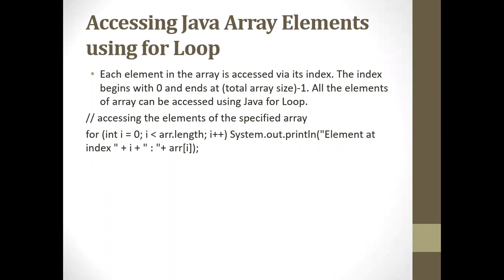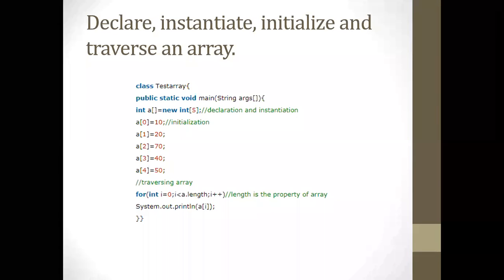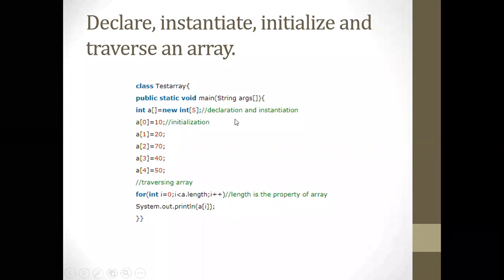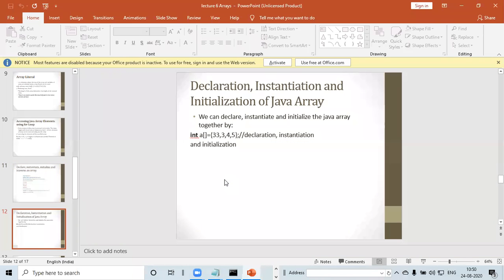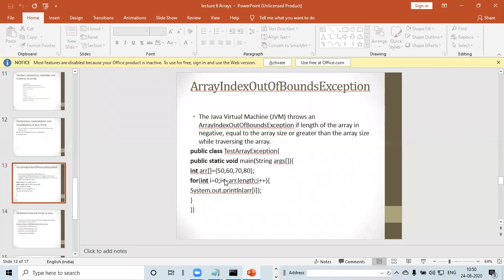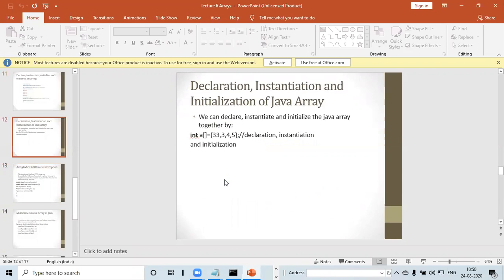I think you are clear with this. There is no need to discuss the same thing. Now the next thing is how we can declare, instantiate, and traverse a particular array. These are the steps that you need to understand, that how we can use this. Simply, what I am doing, I am just declaring. I think I must go to those programs now. So just remember one thing, we will be implementing all those things through programs.